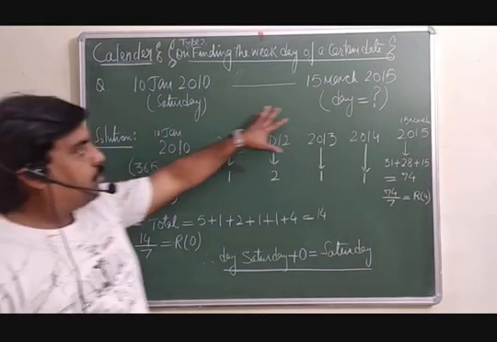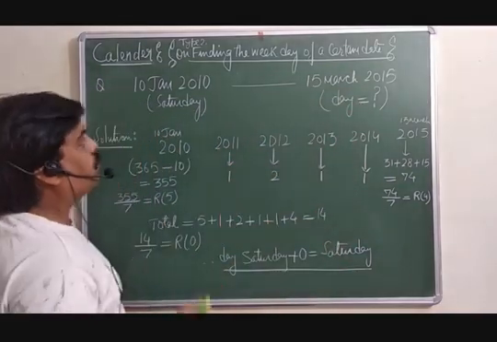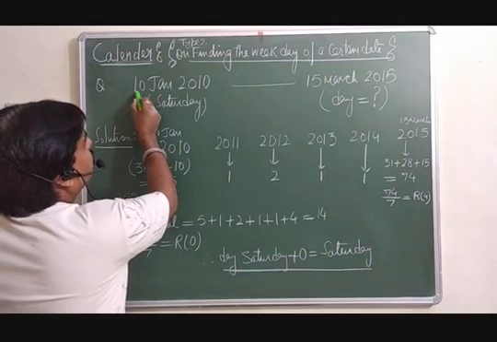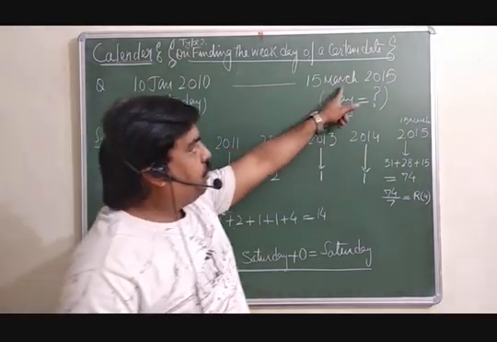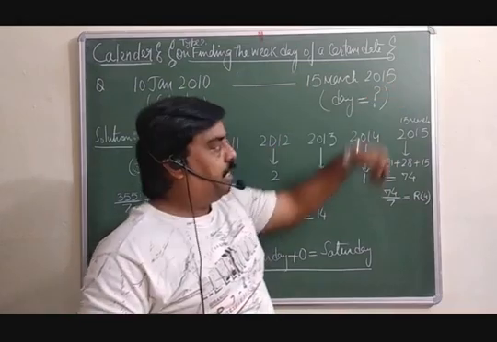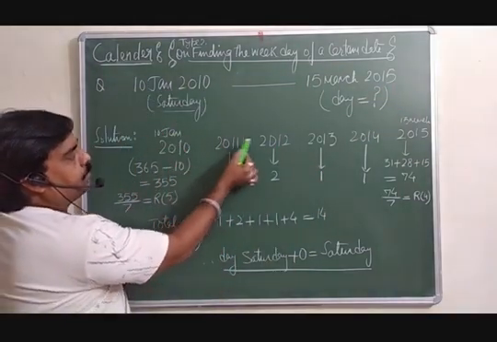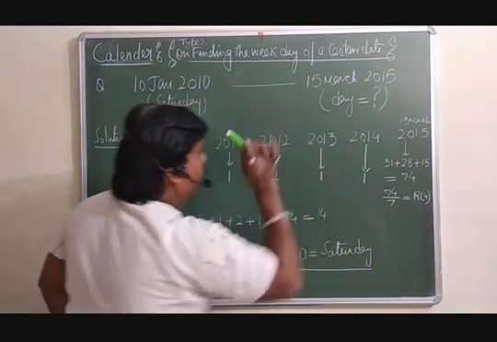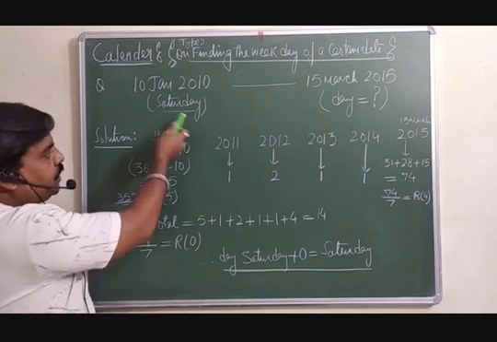See, now one more problem I am taking. I have already written the solution because this video is getting a bit long. Suppose 10th January 2010 was Saturday. Then on 15th March 2015 which day will it be? It is simple. You must write down 10 January 2010, then 11, 12, 13, 14, 15. For the 10th January, 10 days are already gone.